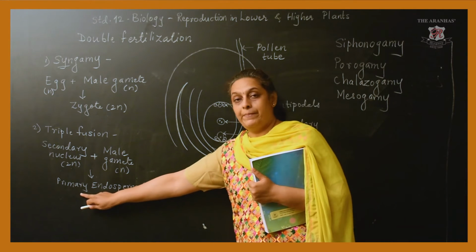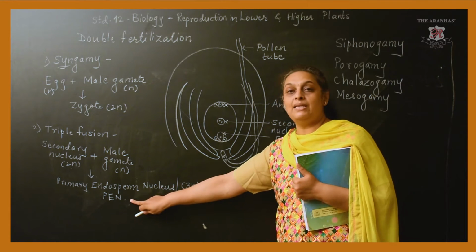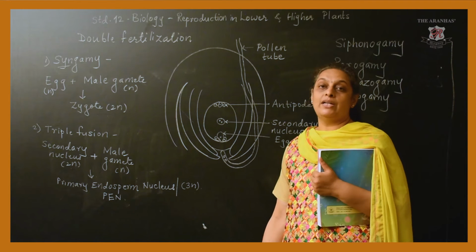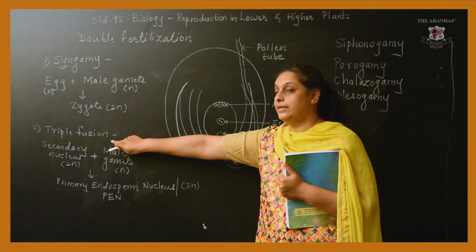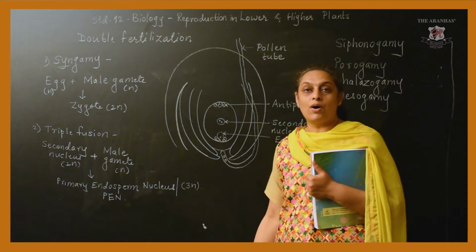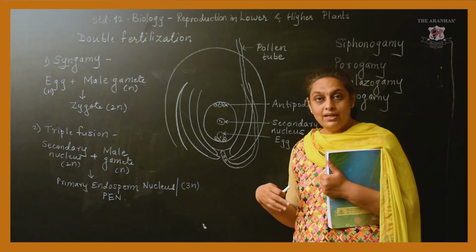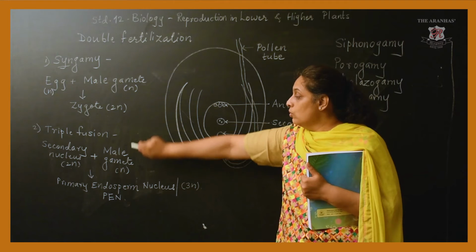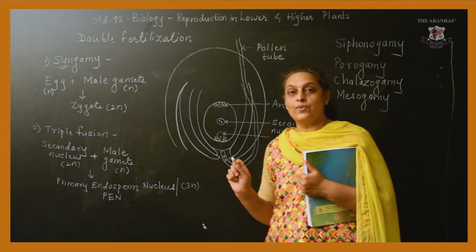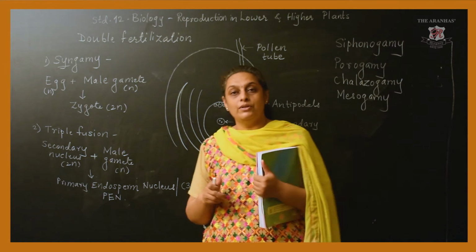It is called primary endosperm nucleus. Short form is PEN. It's a triploid structure, and this particular event is called triple fusion. Okay, because here a triploid cell is formed after this fusion, that is why it is triple fusion. So here you can see two male gametes are used up in fertilization, and that is why it is a double fertilization event.